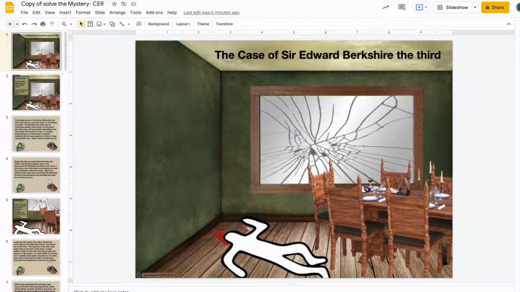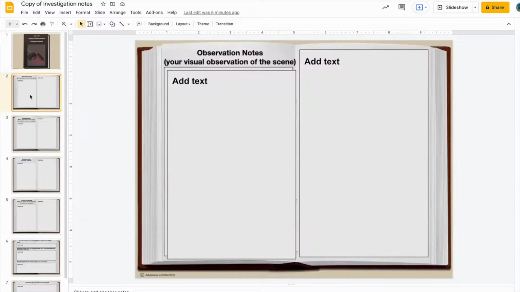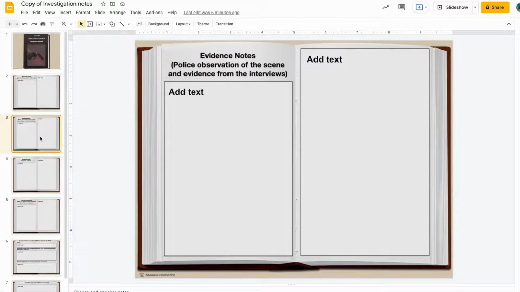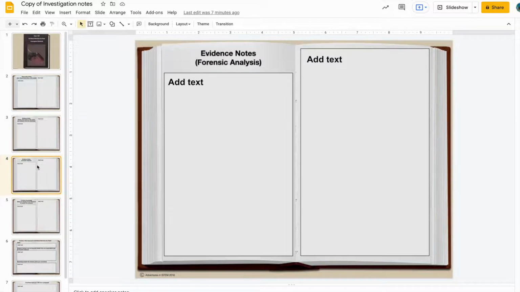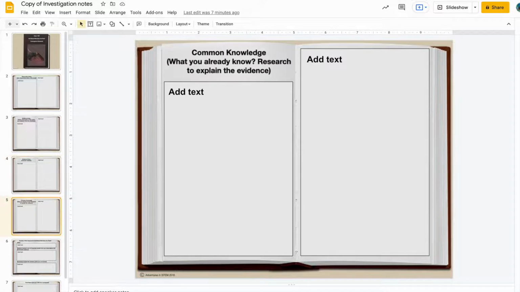And what they're going to be doing is filling out, of course, their detective journal, where they're going to write down different observations that will then become evidence for their claim of what happens to Sir Edward Berkshire. So they're writing down observation notes of the actual scene. They're writing down the police information. They're going to be writing down all the forensics analysis and the key important details of them.